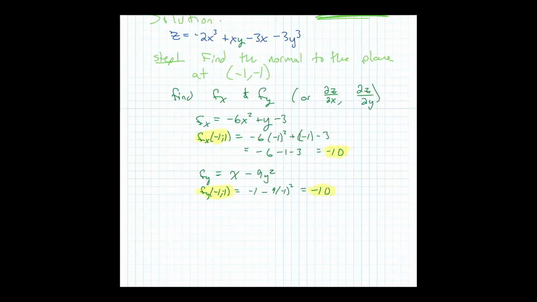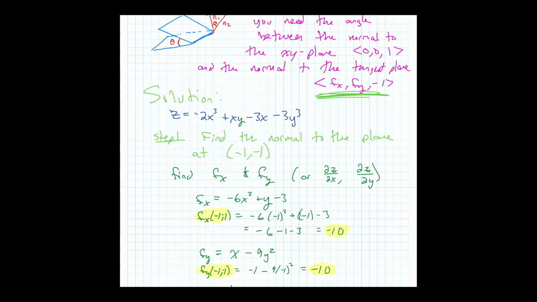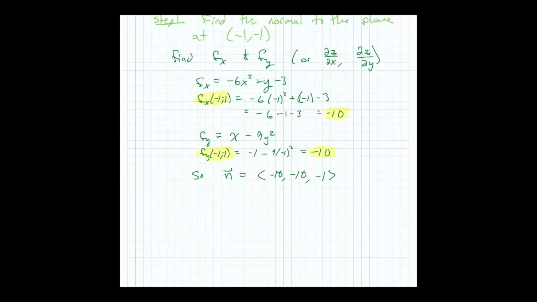So we're supposed to find the normal to the plane. We've got those two values, and so this says that the normal is going to be negative 10, negative 10, negative 1, right? Because remember, the normal vector, the last component is just negative 1. So there's your normal vector. All right, that's step 1.